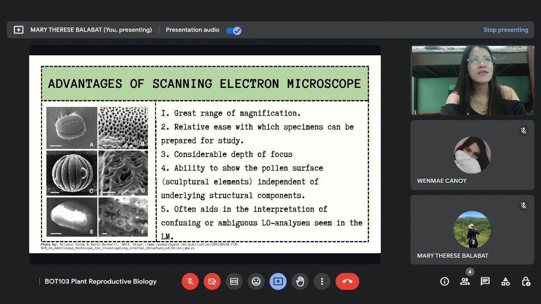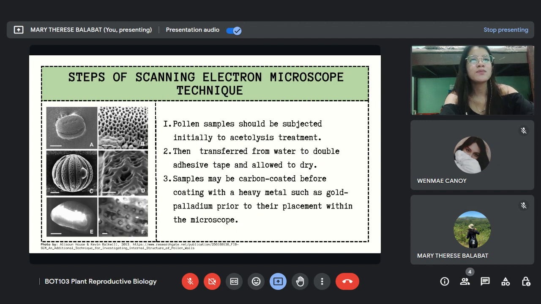So, the steps for scanning electron microscope: number one is the pollen samples should be subjected initially to acetylysis treatment, then transferred from water to double adhesive tape and allowed to dry. Samples may be carbon coated before coating with a heavy metal such as gold palladium prior to their placement within the microscope.